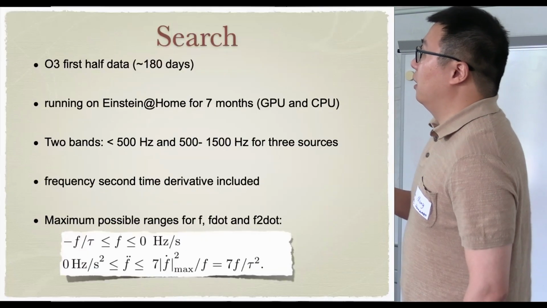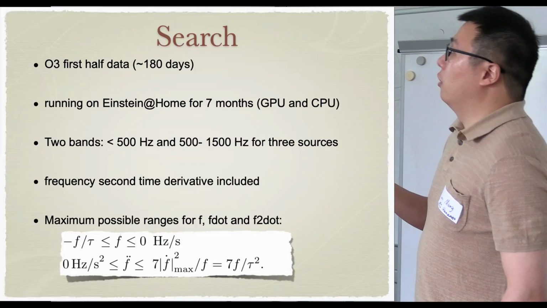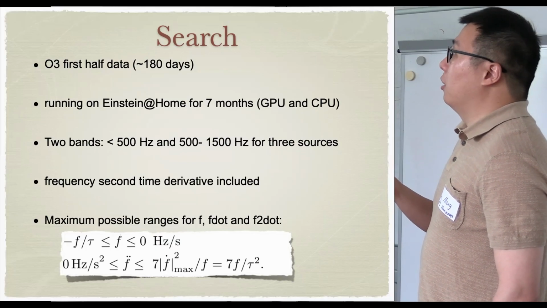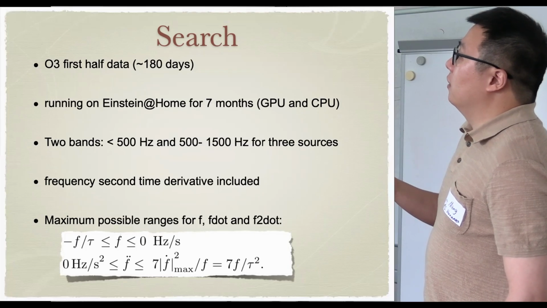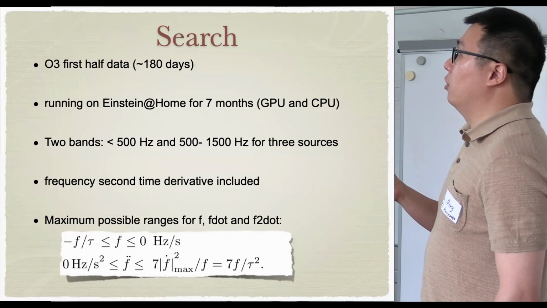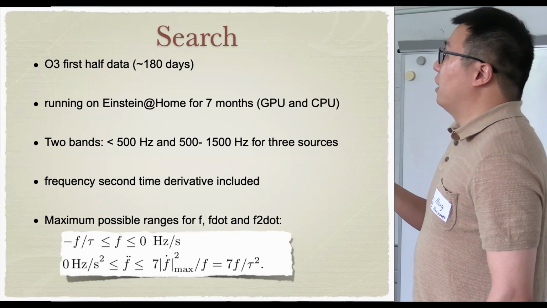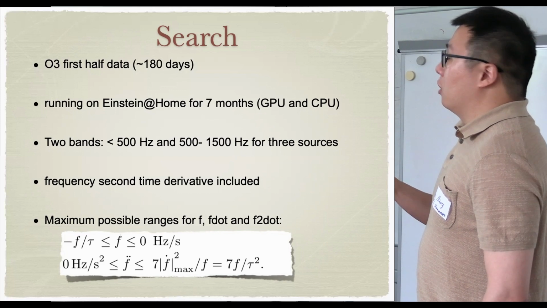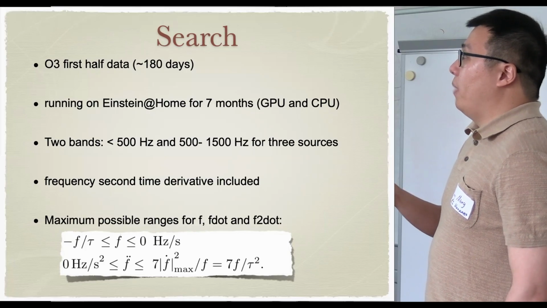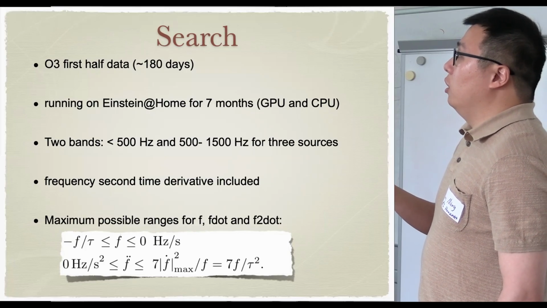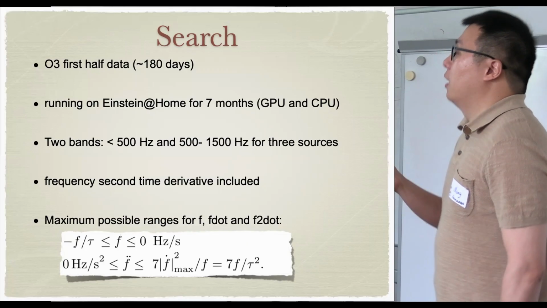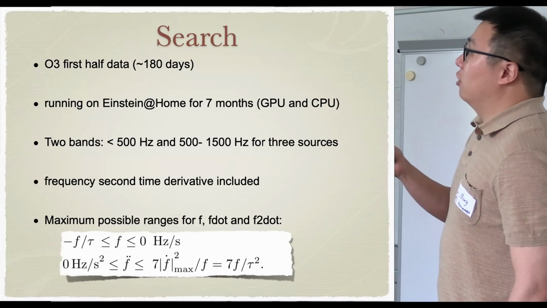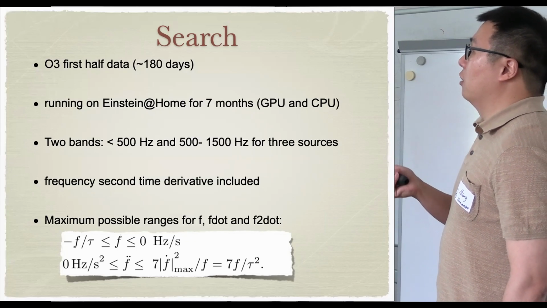So here are the details of the search. First of all, we use the first half of LIGO O3 data, which is about half a year. This search ran on Einstein@Home for 7 months, using both GPUs and CPUs. We have 3 sources, and for each source we have 2 bands. The lower band is from 20 to 500 Hertz, and the higher frequency band is from 500 to 1500. So basically, this search contains 6 different searches.